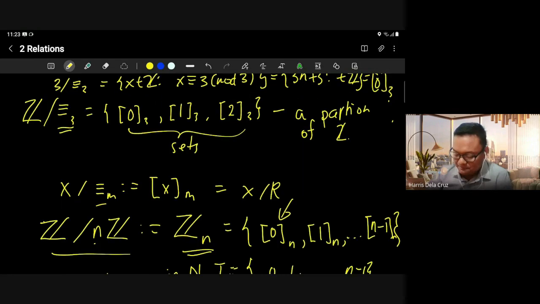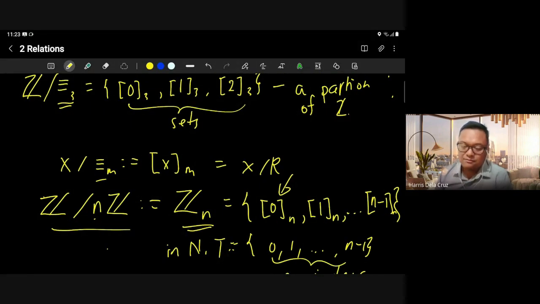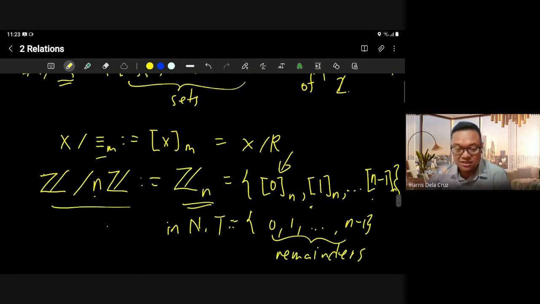So, this is the partition induced by the modular relation mod 3. In general, for any natural number n, the modular relation mod n will induce the partition 0 mod n, 1 mod n, up to n minus 1 mod n. And those are the n distinct equivalence classes induced by modulo n. So, by our theorem, these modulo classes or equivalence classes actually form a partition of Z with respect to modulo n. Okay? With respect to modulo n. So, ganun lang kasimple.